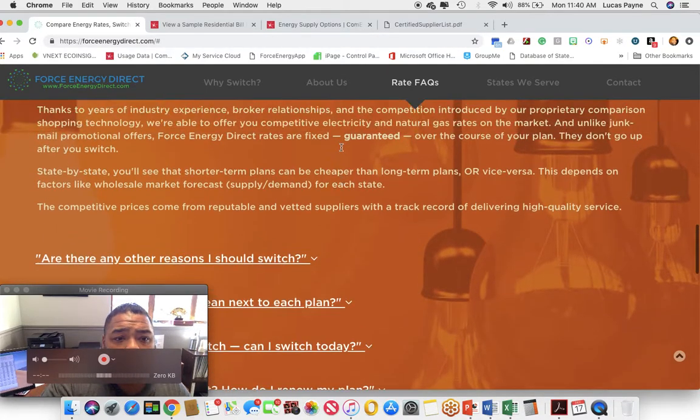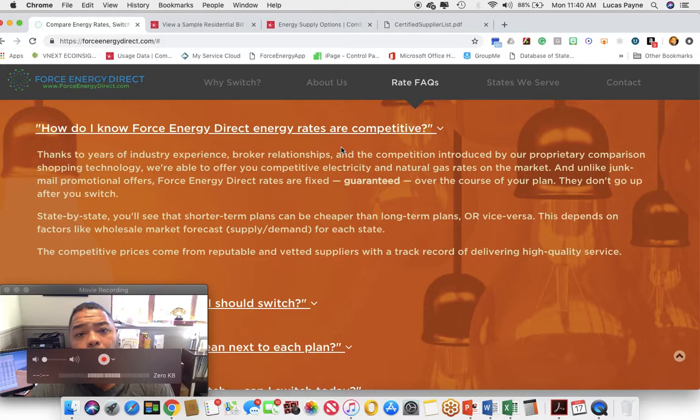How do you know the rates are competitive? There's a couple of things. First of all, we've been in this business for over 10 years. We have excellent relationships, and then we have this proprietary comparison software. It's like a reverse auction. It's a live auction. You know exactly what the rates are, who's offering the rates, and how to get the best rate for the client.